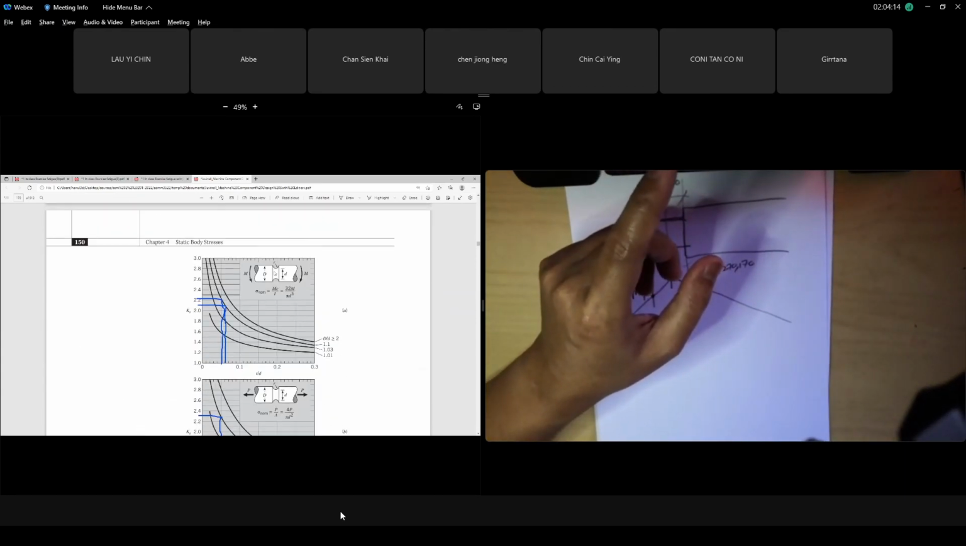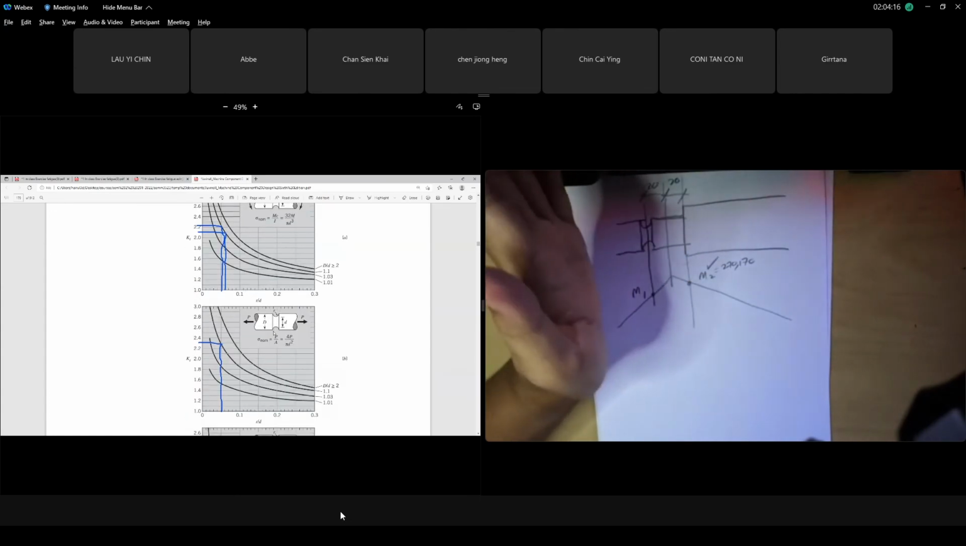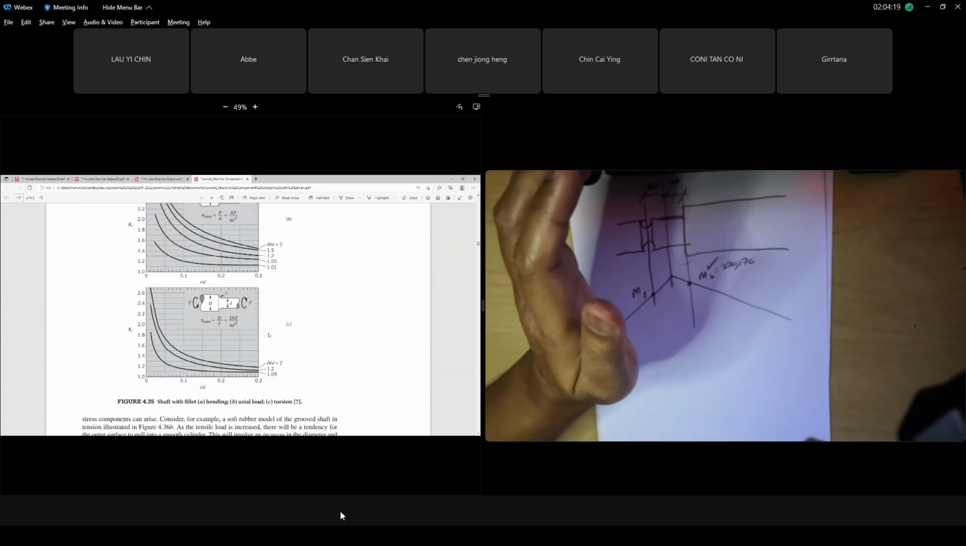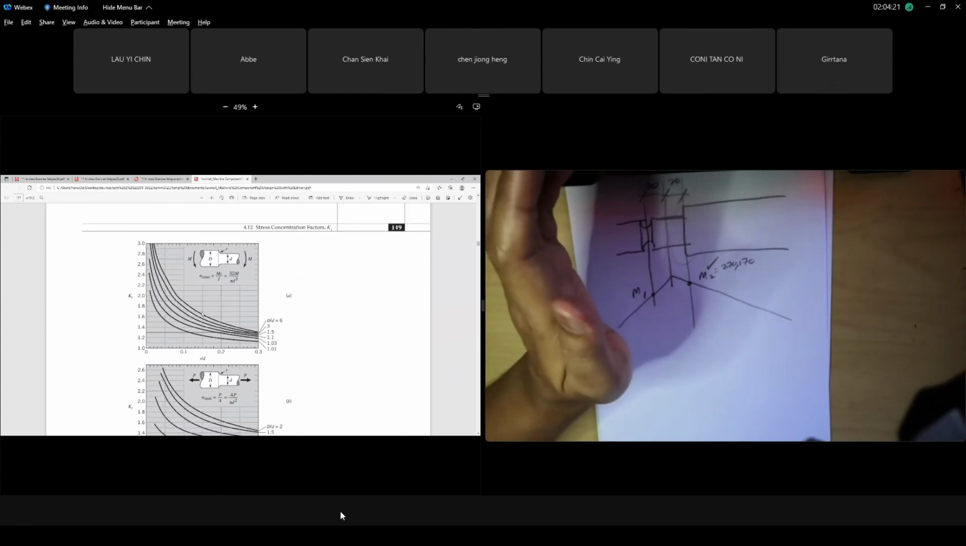Nampak, this is notch, right? This is notch. Our case at point A just now was the notch. Now this is shoulder. This is shoulder. Nampak tak? D over d and r over d.